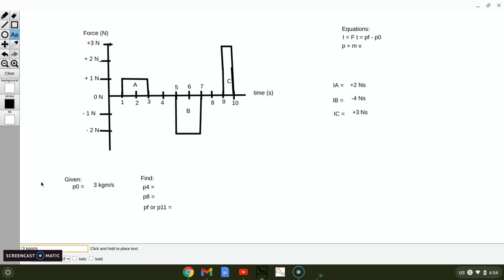All right, so P4, if we start at 3 and undergo a change of 2 for that first impulse A, we're going to end up with 5 kilogram meters per second. If we then undergo a change of -4 for impulse B, we're going to go down to 1. And then if we have a change of +3 for that last impulse that I just changed, that would change our final momentum to 4.